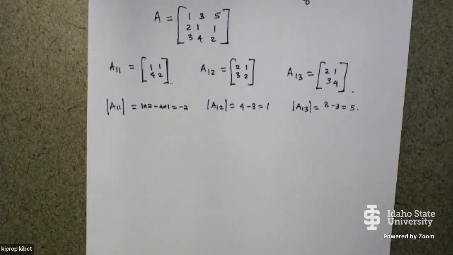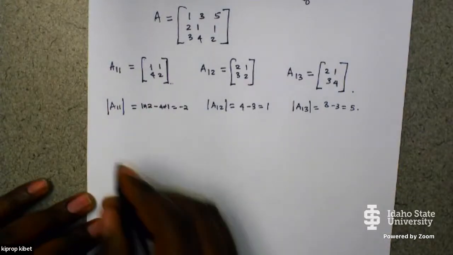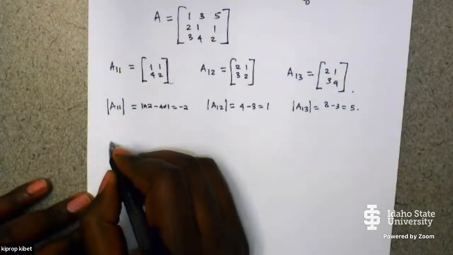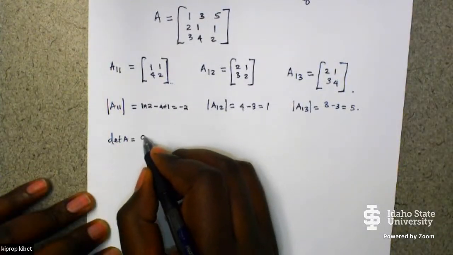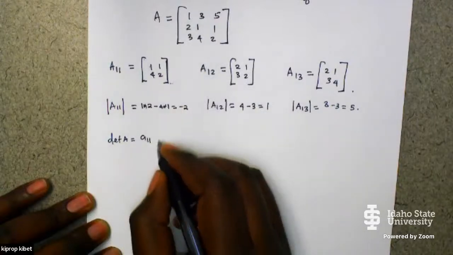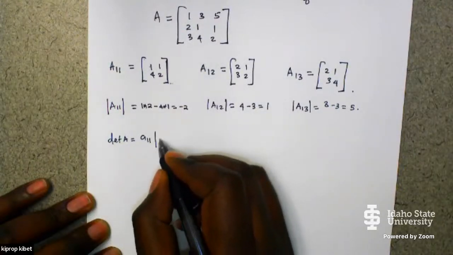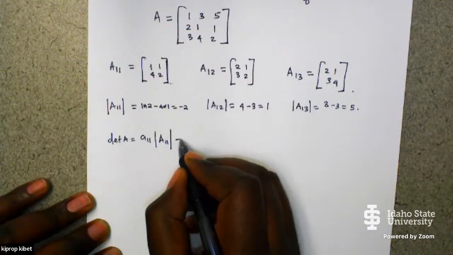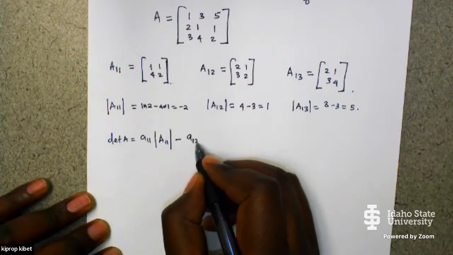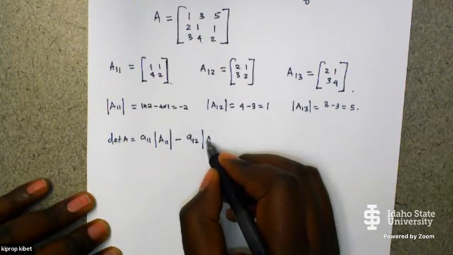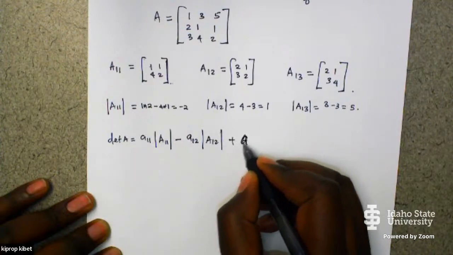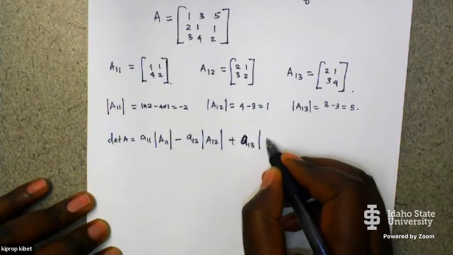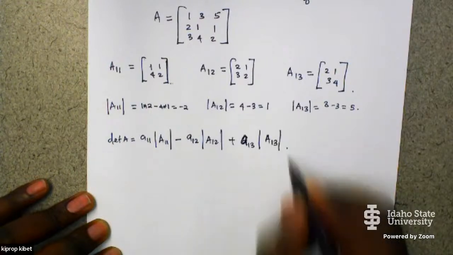Now, using the definition, to get the determinant of A, it is A11 multiplied by the determinant of A11, minus A12 multiplied by the determinant of A12, and then plus A13 multiplied by the determinant of A13.